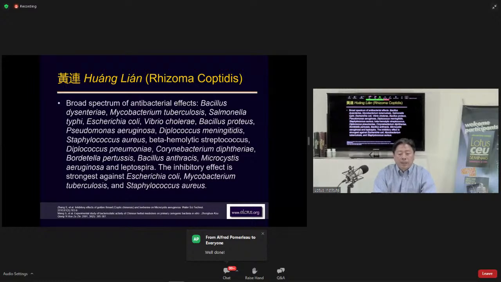And then the last sentence here says the inhibitory effect is the strongest against E. coli, Mycobacterium tuberculosis, and also Staphylococcus aureus. So if you have a patient with those three types of infection, then huanglian is one of the best choices to use. Mycobacterium is important because it is the bacteria that causes tuberculosis. This is an infection that's actually quite hard to treat and also takes a long time to treat. So if the patient has TB, then huanglian is in fact a good choice.